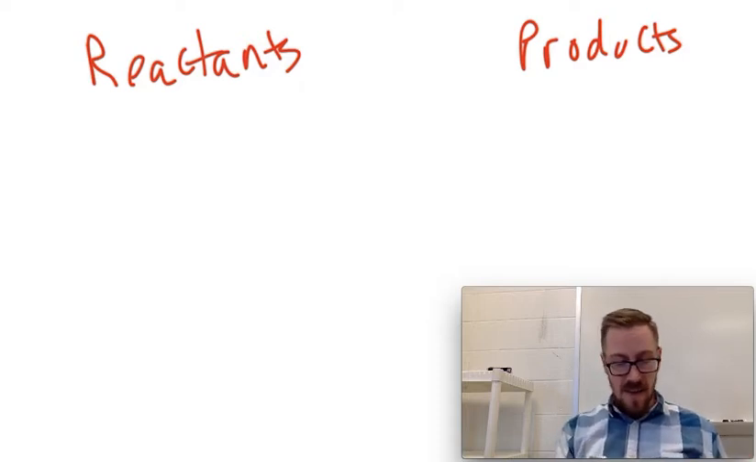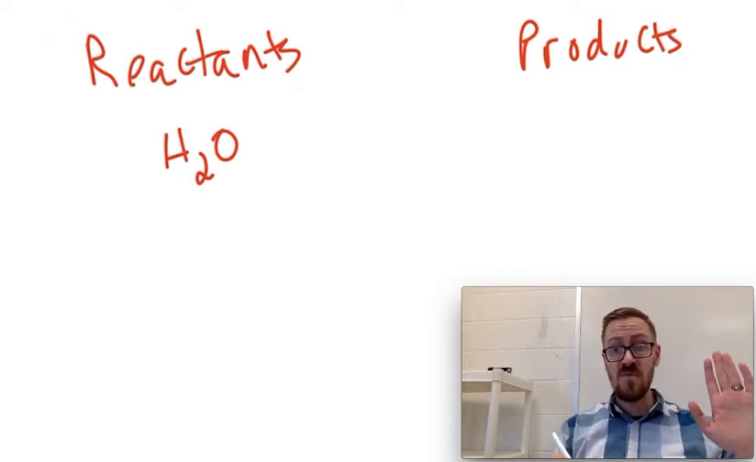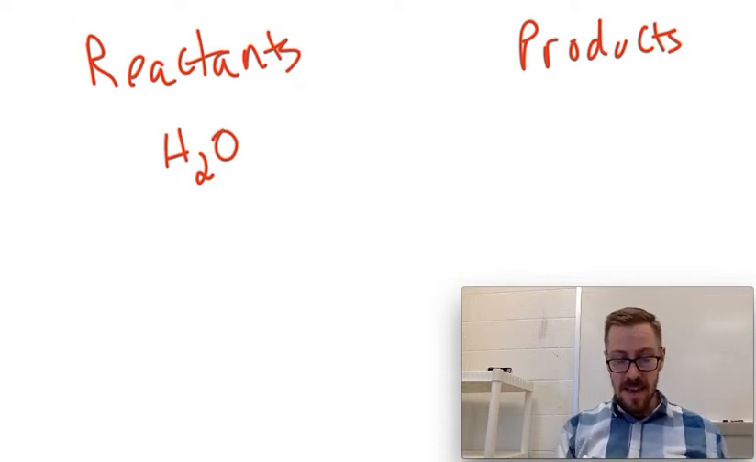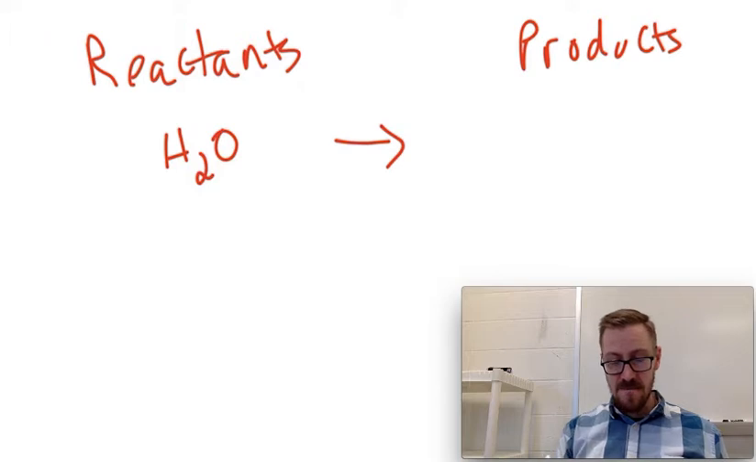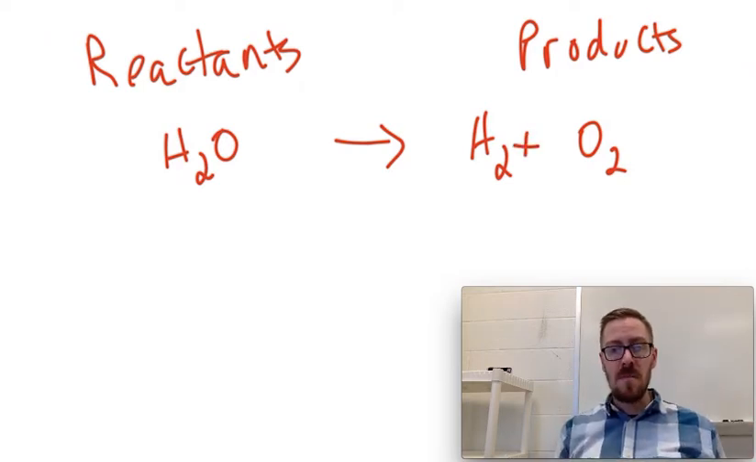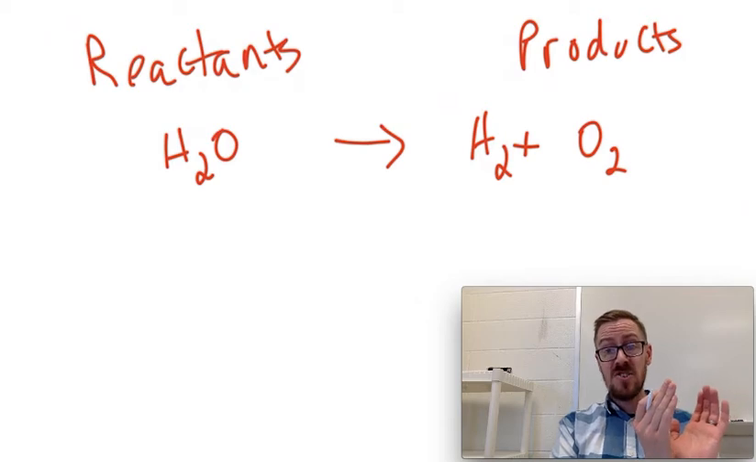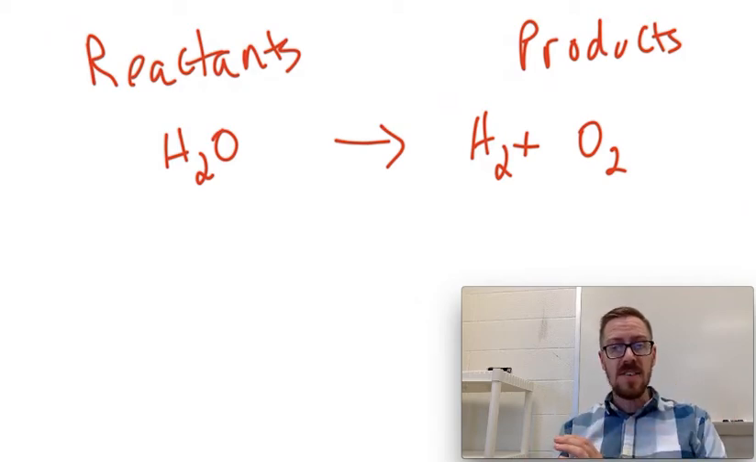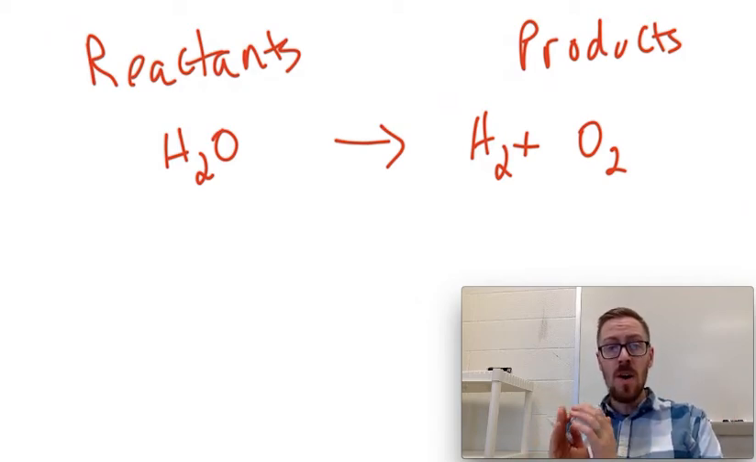So we have H2O, that's what we start with, that's our reactant, and it produces H2 and O2. So I run a battery through it, and it splits the water molecule into hydrogen gas, which is H2, and oxygen gas, which is O2.